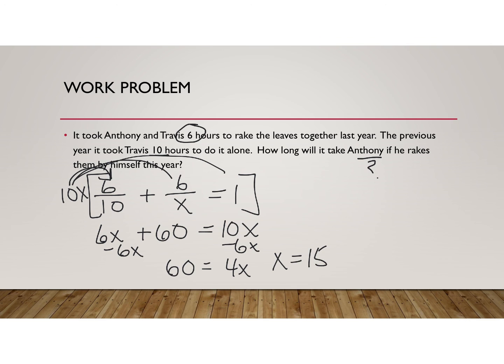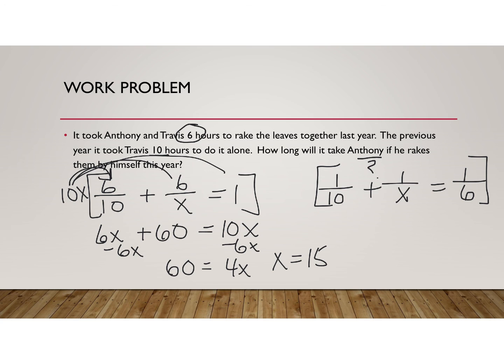The other method, just to show you this, if you think about how much of the job would they do in 1 hour. Travis could do 1/10 of the job in 1 hour. Anthony, since we don't know his time, would be 1 over x. And together, since they do it in 6 hours, they could do 1/6 of it in 1 hour.